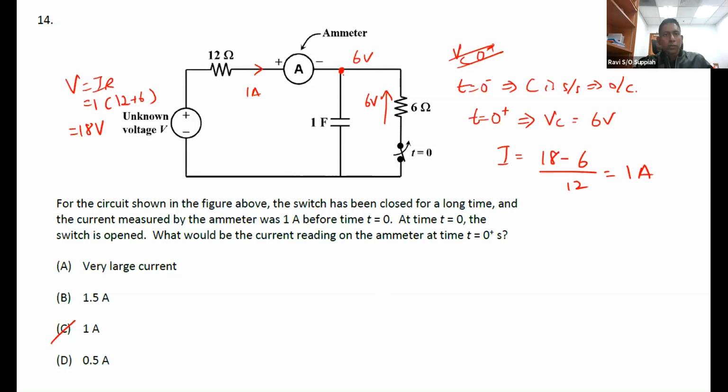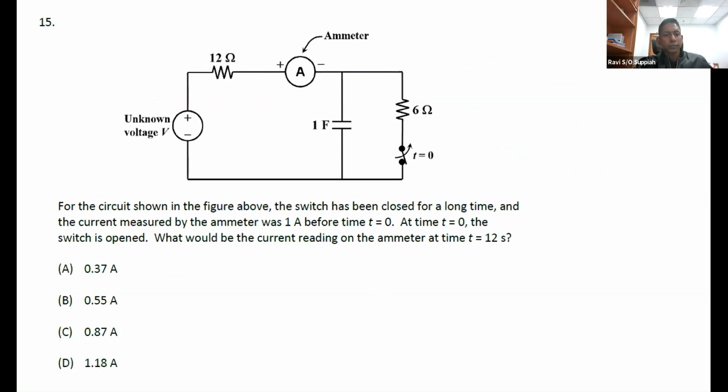All right, so let's look at the next question. This next question is a follow on to the earlier question. So we know that this is 18 volts, and we know that this is 6 volts. What would be the current reading on the ammeter at time t equals 12 seconds, after I open the switch?